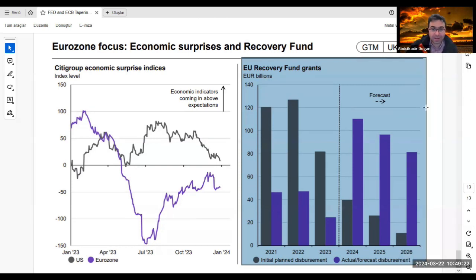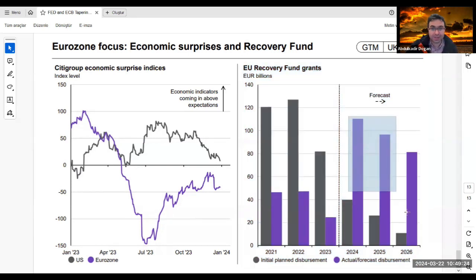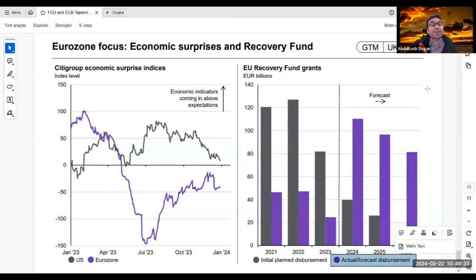And as you see here, there's a huge increase and the forecasted period as well in this purple actual forecasted disbursement. There is a real need for the EU fund to save some economies and to pay the public debts, especially because of the post-COVID period and the increase in inflation.